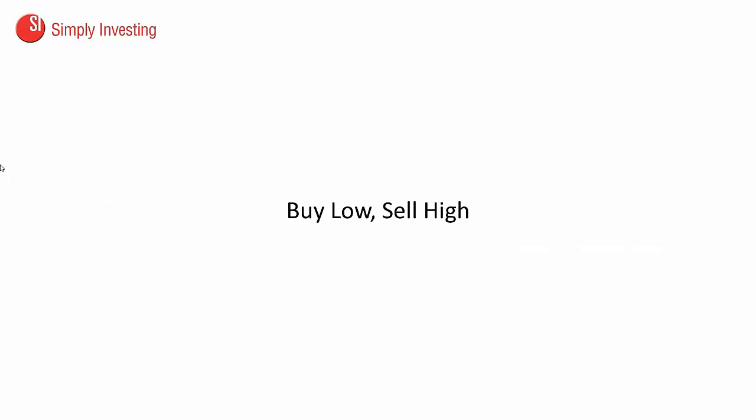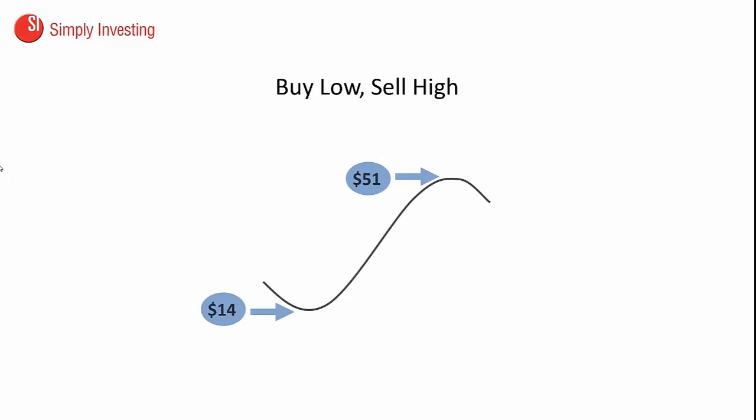So everybody says you want to buy low and sell high. But what does that really mean? You want to buy low. In this example, you'd want to buy the shares at $14 a piece and then turn around and sell them later on at $51 a piece. And the reason you want to do this is to maximize your profits. So you want to buy low and sell high.